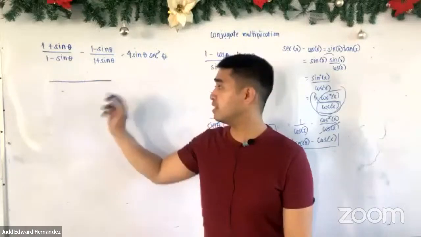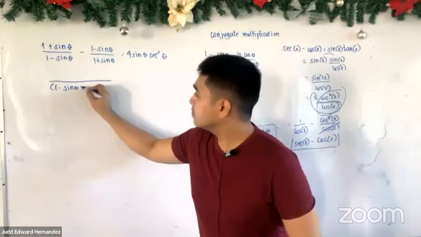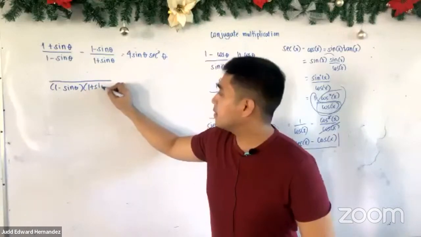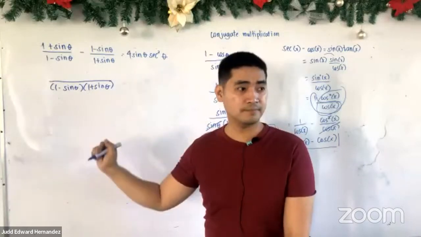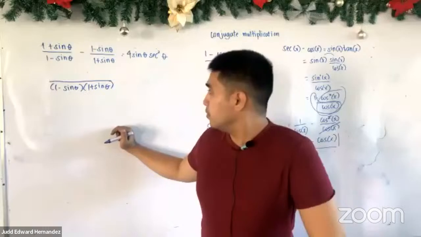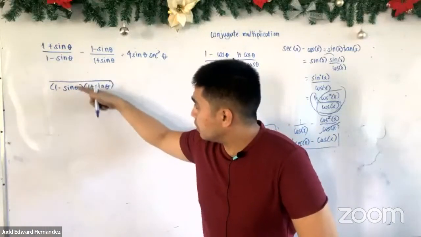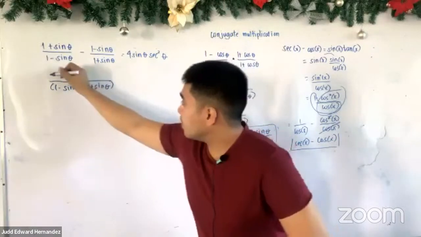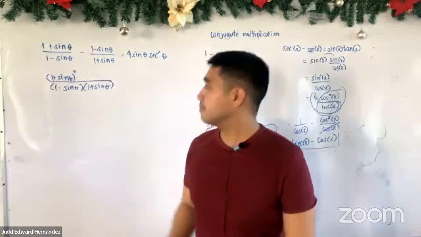Tapos pag binultiply ko, medyo complicated nga lang. So let's try the left side. LCD is 1 minus sine theta times 1 plus sine theta. Tama po ba? Ito po yung nakuha yung LCD? Opo. Okay. So, kung i-manipulate natin to, this is the LCD. Ito, cancel. So, this becomes 1 plus sine theta squared. Tama po ba?